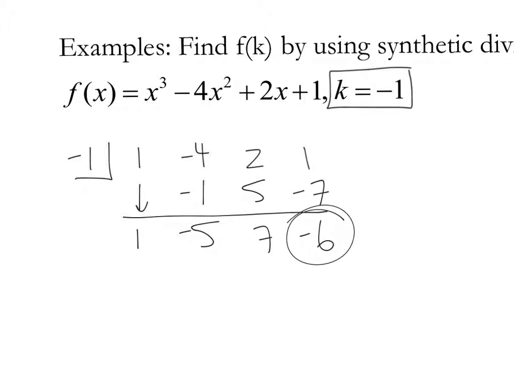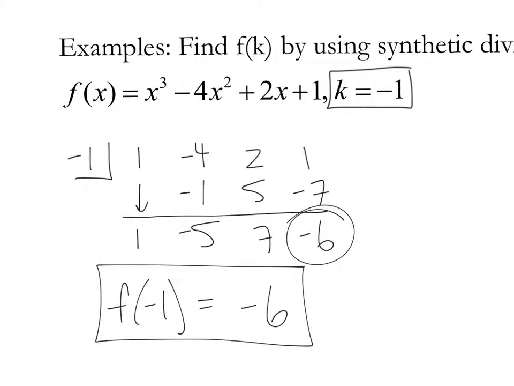Boom. There's the answer. Did you know that the remainder, if you divide, is the same thing you get when you plug in -1? This means that f of -1 equals -6. So it's a really, really fast way of actually evaluating a function.